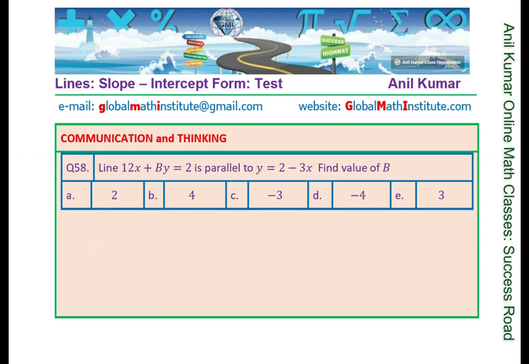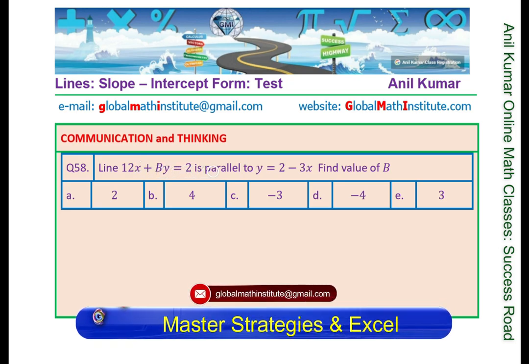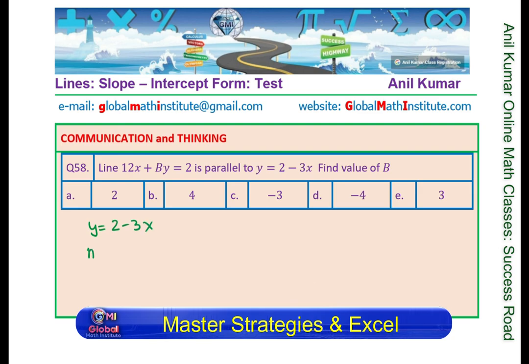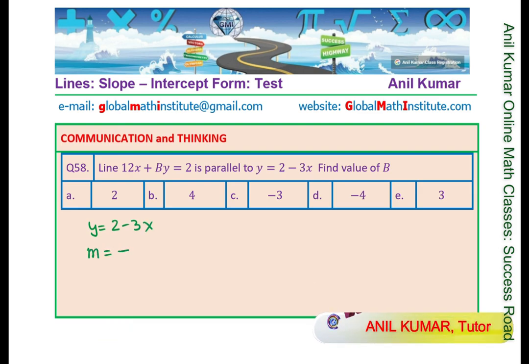Well, here is question number 58, which is: the line 12x + by = 2 is parallel to y = 2 - 3x. Find the value of b. So we are given that it is parallel to y = 2 - 3x. So what is the slope here? Well, the slope is not 2, it is -3, right? So that is the value of the slope.